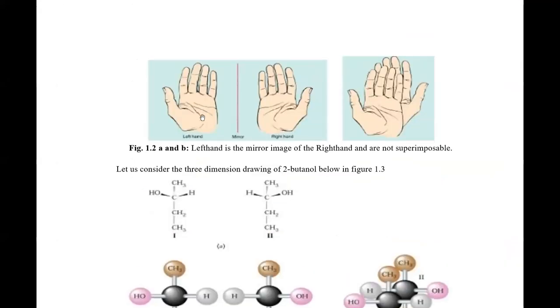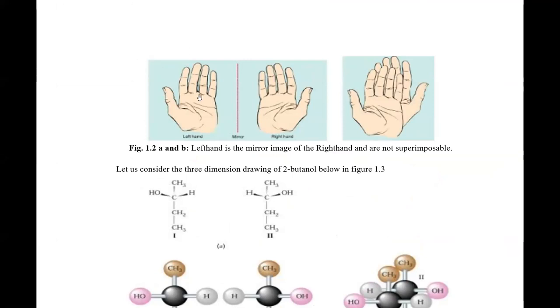Let's talk about the hand. If you want to say this molecule is chiral or non-chiral, what do we do? What do you have to know? The rule comes down below, but I'll just mention it.